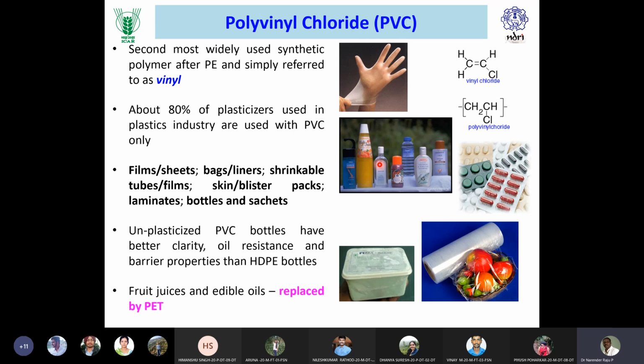Another important plastic is polyvinyl chloride, one of the most popular materials till the 1980s before the advent of polyethylene terephthalate for food packaging applications. But now it is not that widely used in food packaging applications, but it is still a popular packaging material for pharmaceutical applications because of its blister packaging ability.